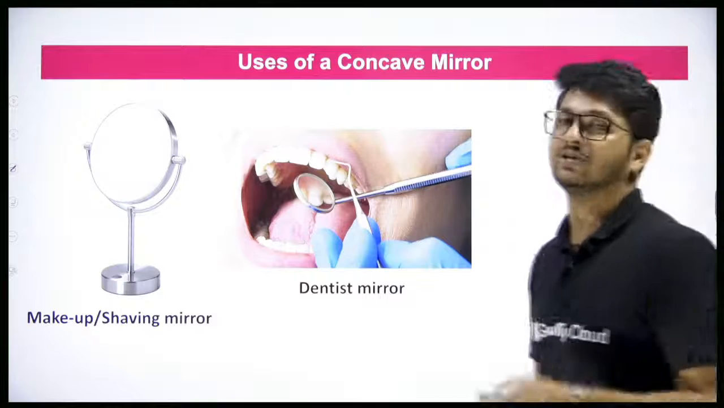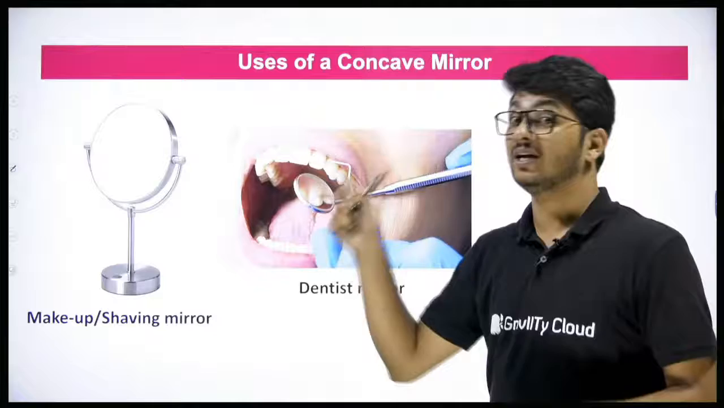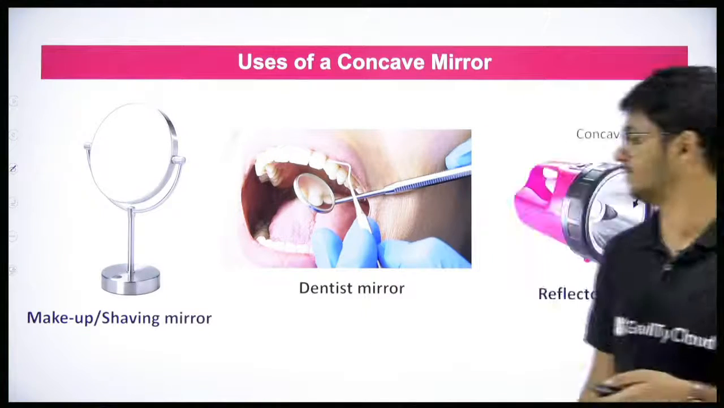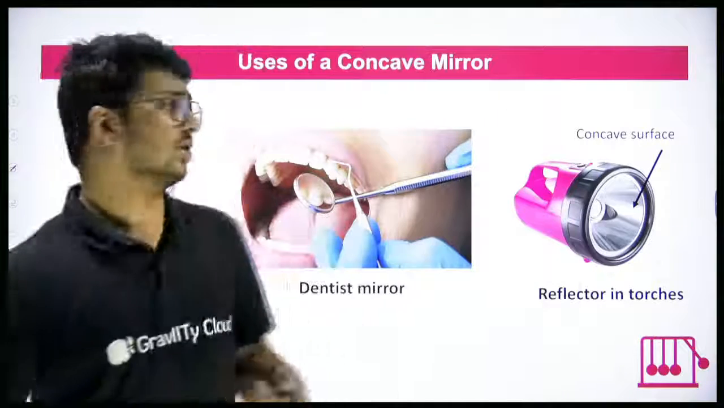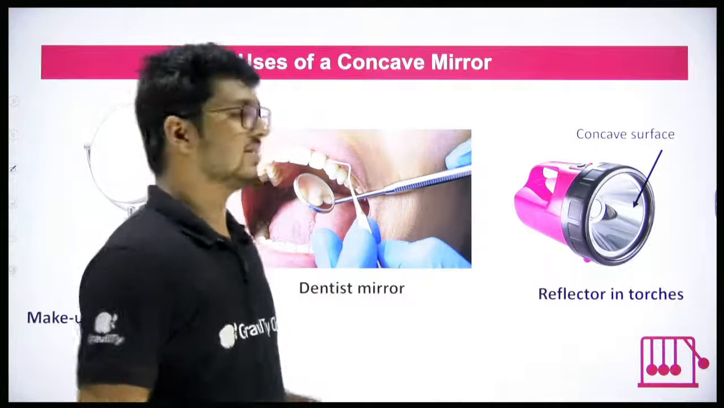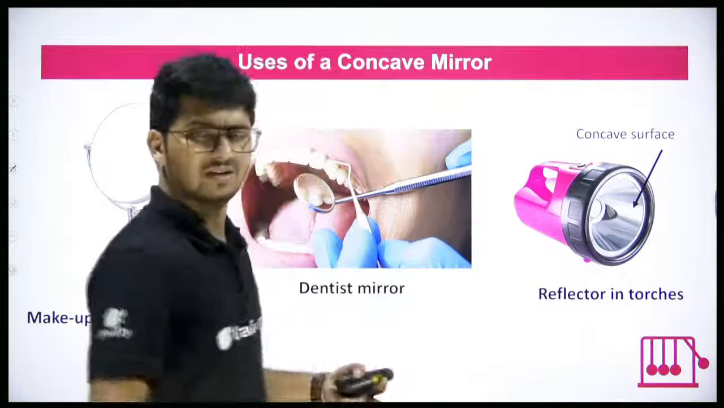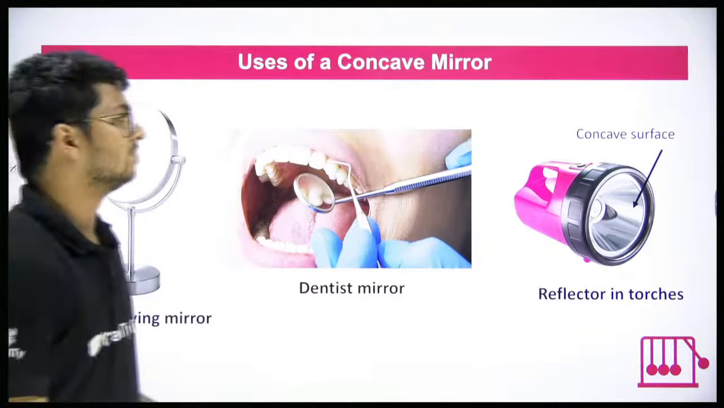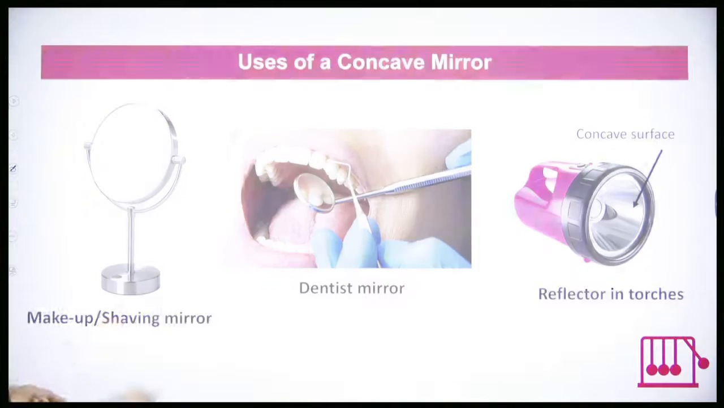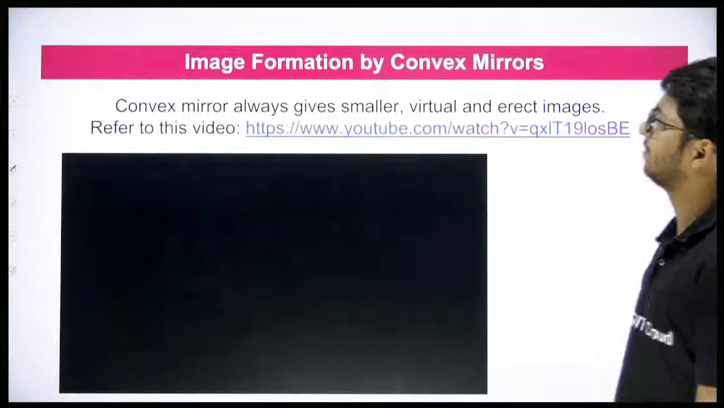Then a dentist mirror, right? So a dentist can look at the teeth, and if he uses it very closely, he'll get what? He'll get a bigger size of the teeth. So again, he can look at it carefully. Then again, it is also used as headlights in vehicles, as well as reflectors in torches. It's also used as a reflector in car lights, headlights. Okay? Good. Some uses of concave mirrors. Simple? Okay. Then image formation by convex mirrors.